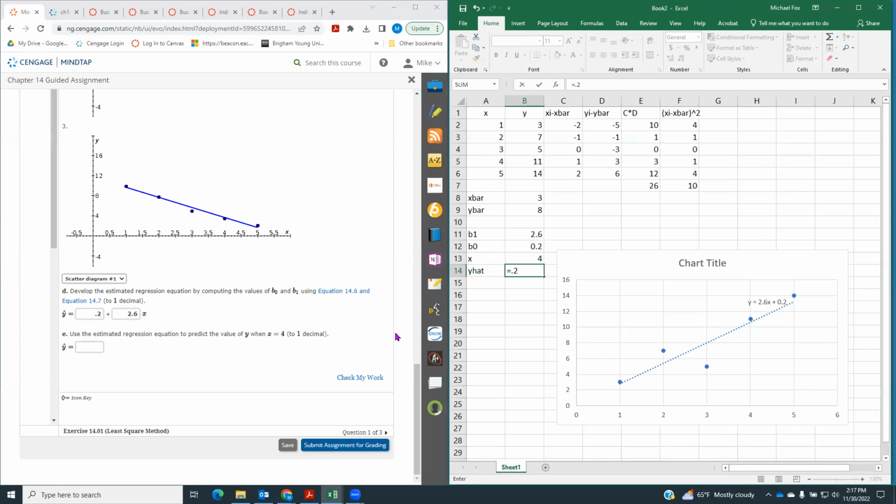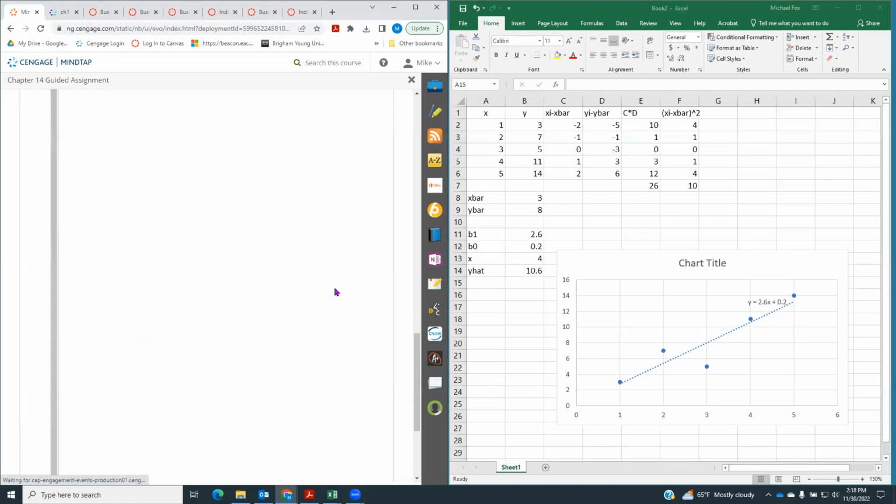So 0.2 plus, actually, I'll go ahead and use the numbers I've created, plus 0.26 times our value of x. All right, so if we get an x of 4, we would expect y hat, or expect y, to be 10.6. Now we have a nice working calculator, right? We can change any of these variables, and that will change for us. All right, so that's the end of the first question.